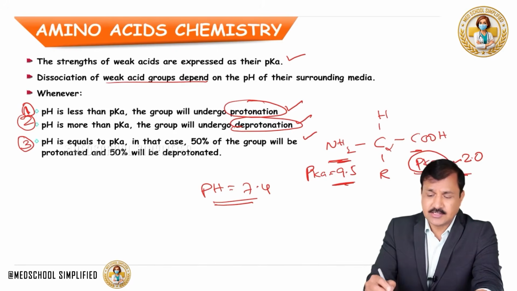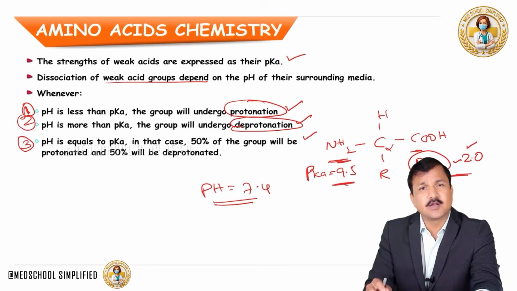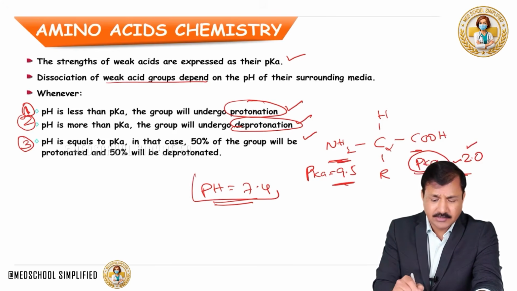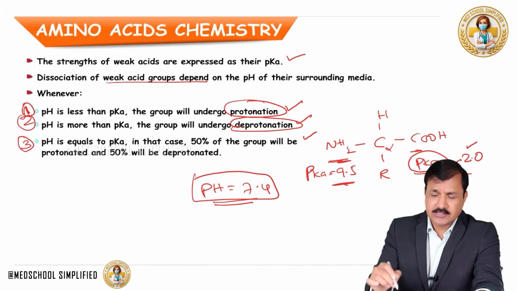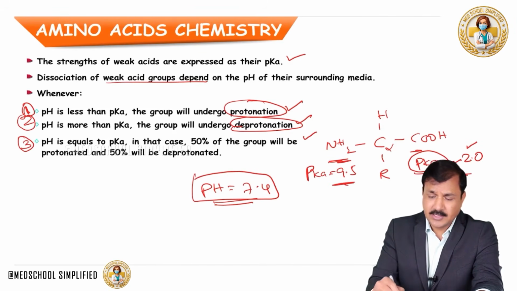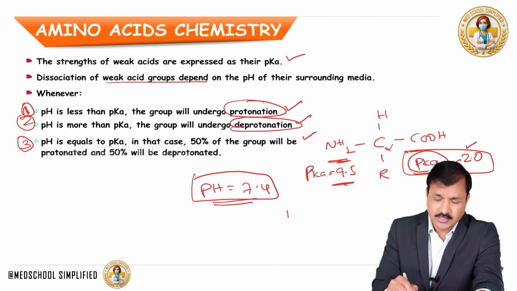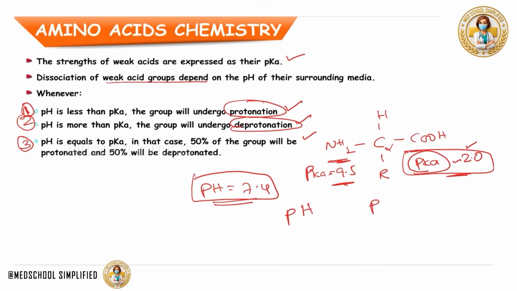Let's understand that with this example. pKa of the carboxyl group is 2, pKa of the amino group is 9.5. Let's compare that with pH 7.4. So let's look at the carboxyl group first. pKa is 2, pH is 7.4. So let's see the relationship between pH and pKa of the carboxyl group. I'll write pKa COOH, carboxyl group. So pH is 7.4, pKa is 2. So that means pH is more than pKa. When pH is more than pKa, that is statement number 2 here.